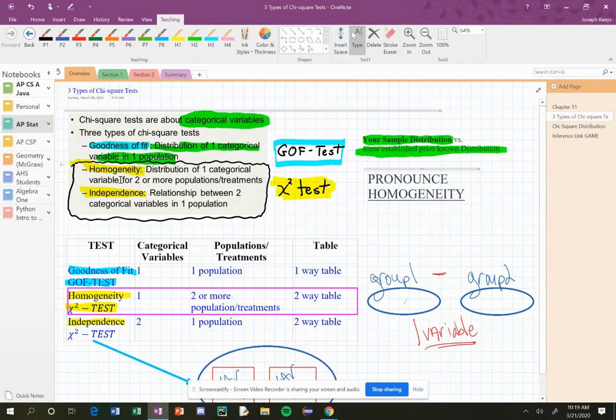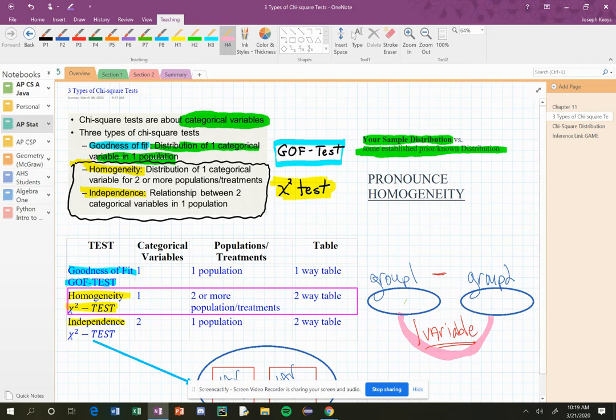Homogeneity right there. That is a distribution of one categorical variable across two or more populations. So I made this little diagram over here that's outlining what? Well, we have two groups in this case, and we have one particular variable, and we're trying to see if there's a difference in this categorical variable across these two groups. But it doesn't even have to be two groups. It could be two or more groups.